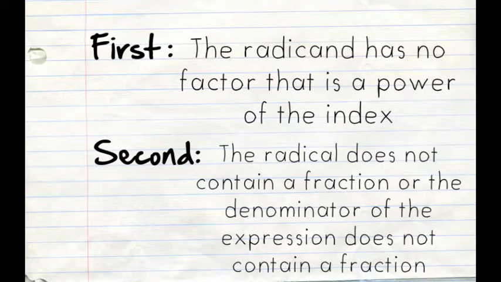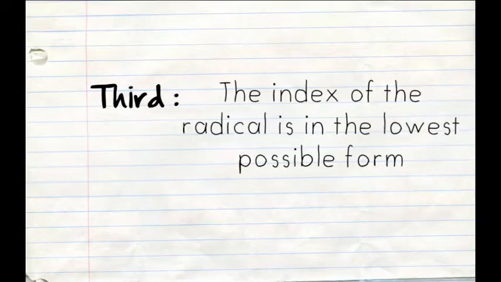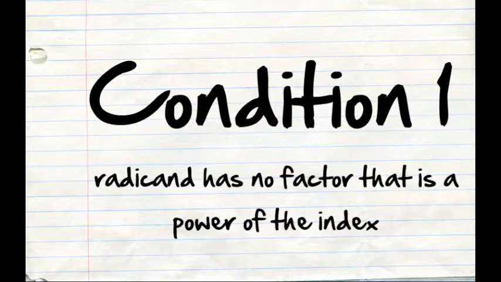Secondly, the radical does not contain a fraction, or the denominator of the expression does not contain a fraction. Lastly, the index of a radical is in the lowest possible form. Let us start with condition 1. Again, this case connotes that the radicand has no factor that is a power of the index.